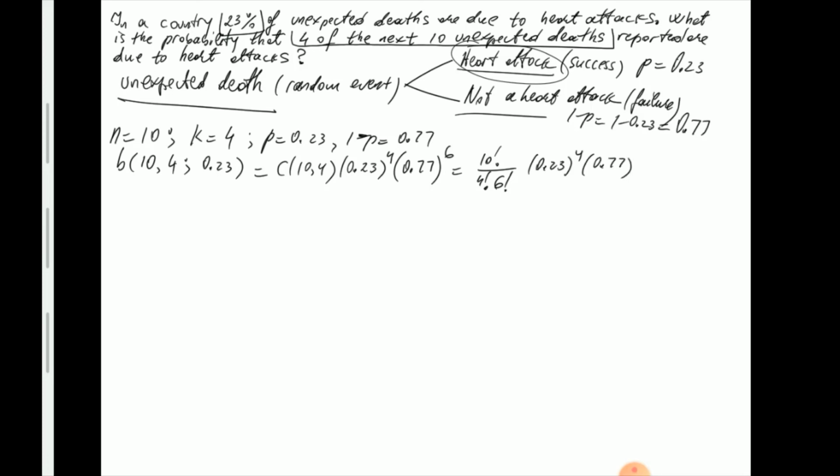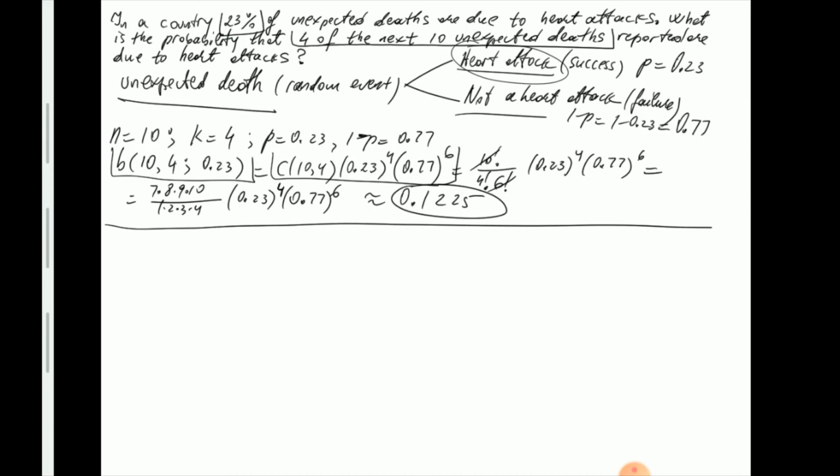At some point, you're going to have to use the calculator. Remember to simplify the factorials that are bigger, closer together. 7, 8, 9, and 10 over 1 times 2 times 3 times 4.